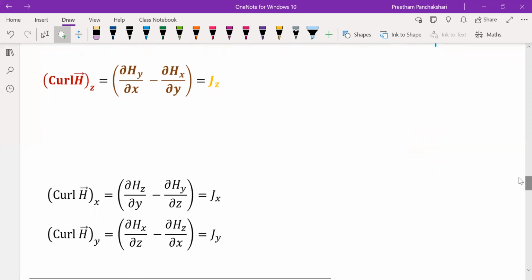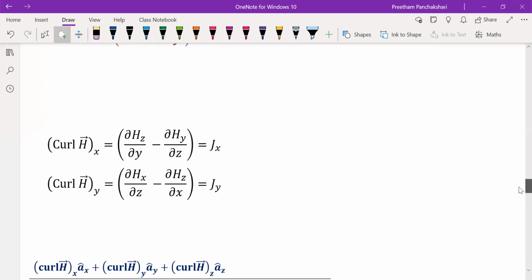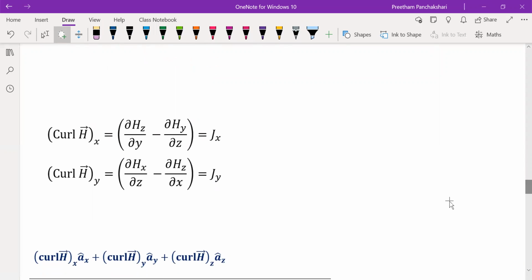Similarly, we can write the equations for the other components of curl H, the X and Y components, in the same way. Instead of deriving again using the concept of the Z component of the curl, we can write the same thing. You can see that one, curl Hz. These partial derivatives are changed here in the second and the third. Now I would like to combine all these three components of curl H: X component, Y component, Z component.